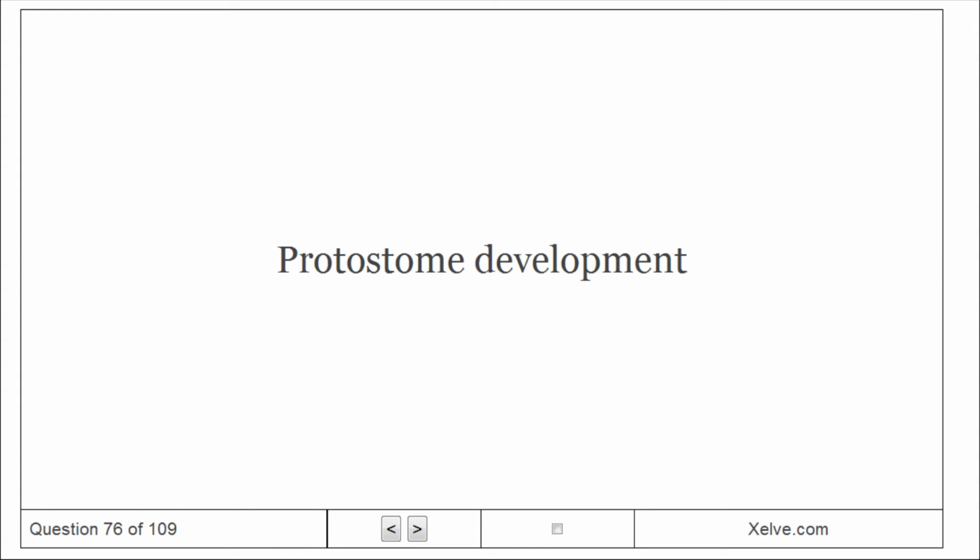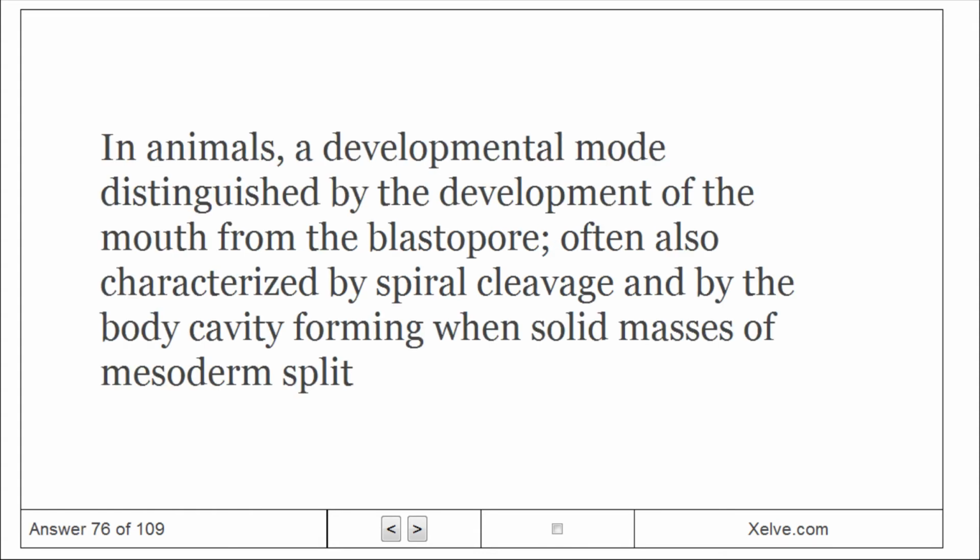Protostome development: in animals, a developmental mode distinguished by the development of the mouth from the blastopore, often also characterized by spiral cleavage and by the body cavity forming when solid masses of mesoderm split.